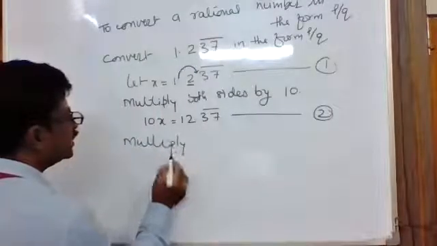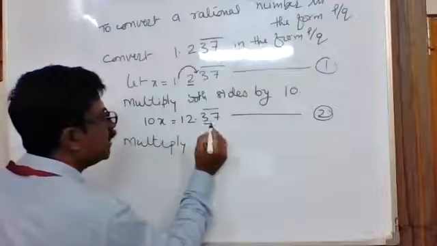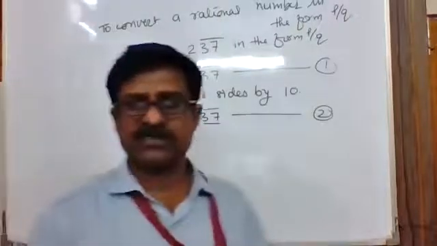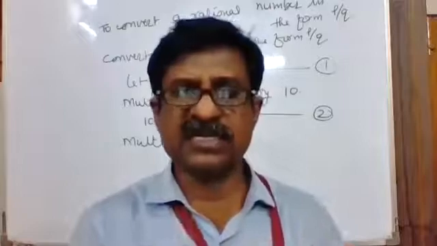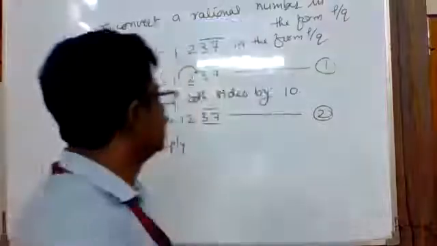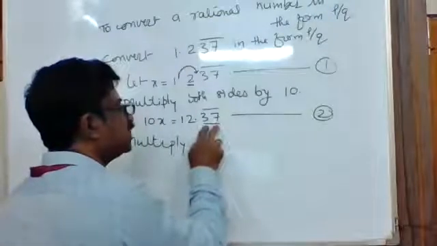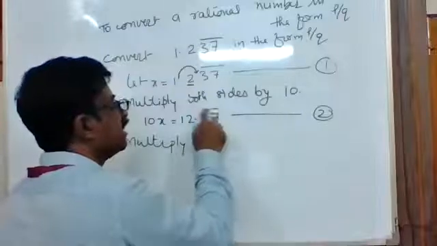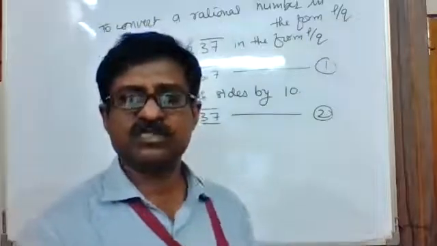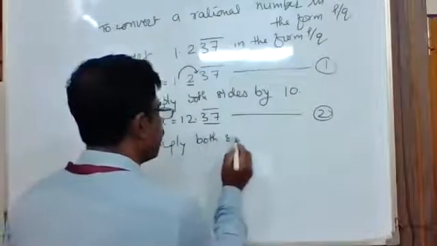We have to multiply once again. This time we see after the decimal how many digits are having the bar. First we saw how many digits don't have the bar. Now we see how many digits are having the bar. There are two numbers, 3 and 7, which are having the bar. Two digits. And if the number of digits having the bar is 2, then we multiply both sides by 100.